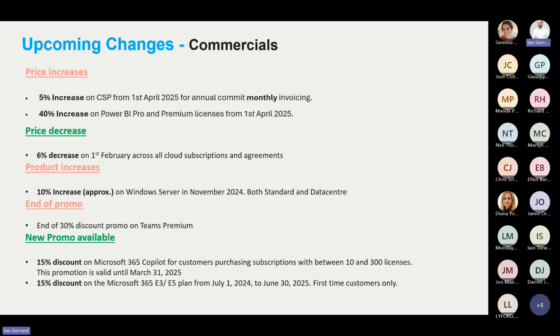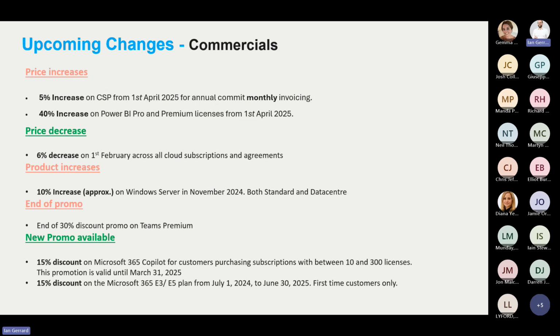Upcoming changes in regards to Microsoft's commercials. What are we seeing from them? I've obviously not really categorized these very well. I probably should have started with, I don't know, group them together at least, Ian. Come on, man. So price changes, price increases, of which there are some.